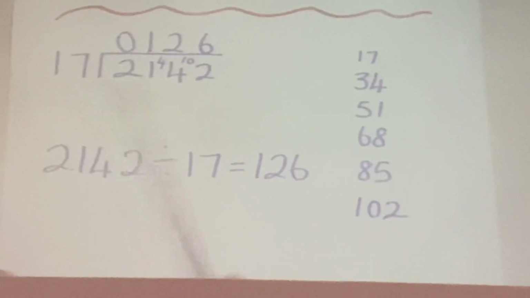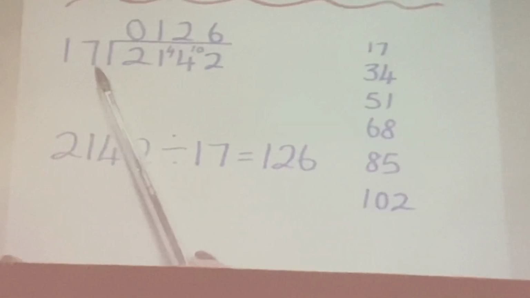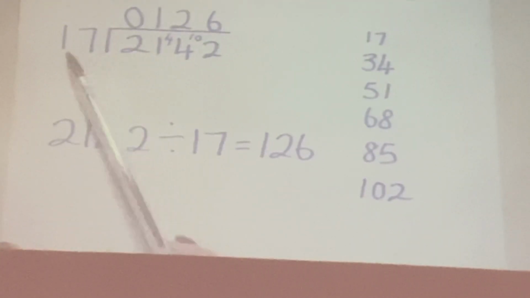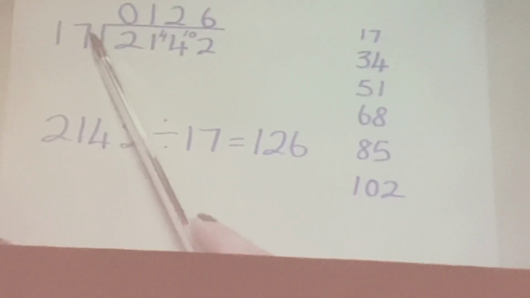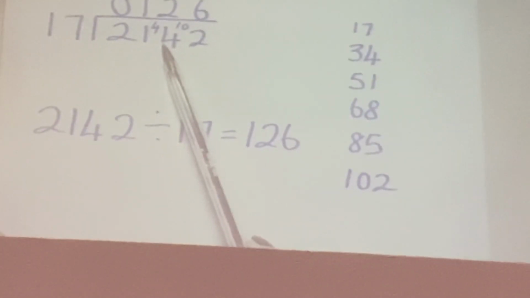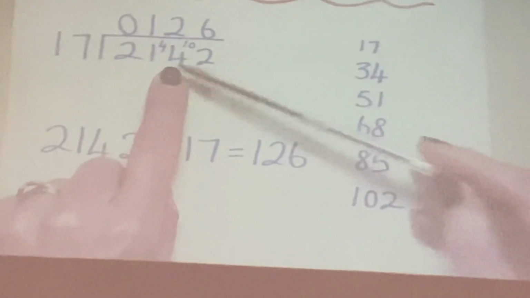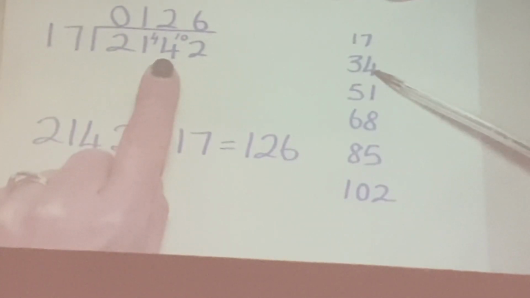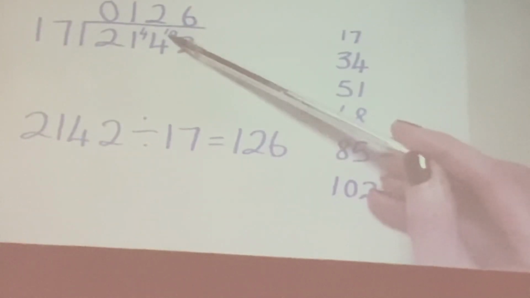Again, here 142 divided by 17. How many groups of 17 in 2? I don't have any. How many groups of 17 in 21? I have 1 group, and I have a remainder of 4. How many groups of 17 in 44? I'm going to 34, because it's the number that's lower than this number here. So I've got 2 groups of 17, 2 lots of 17 is 34, with my remainder of 10.